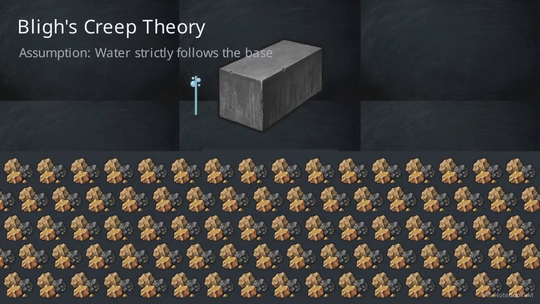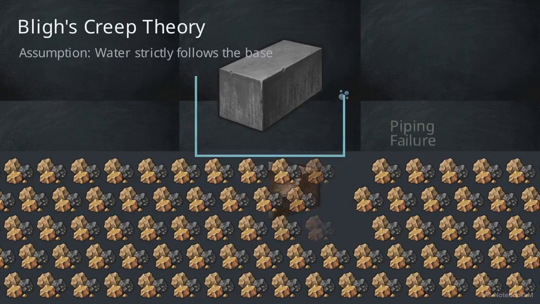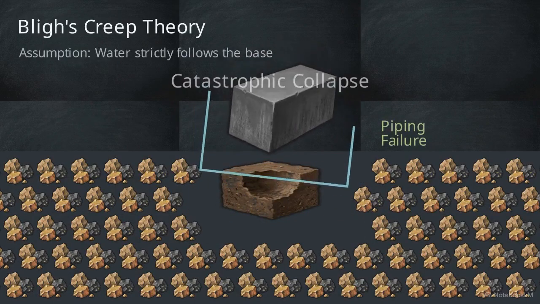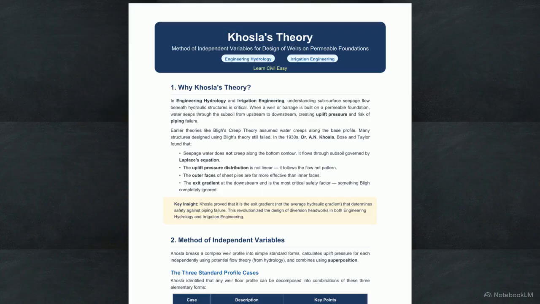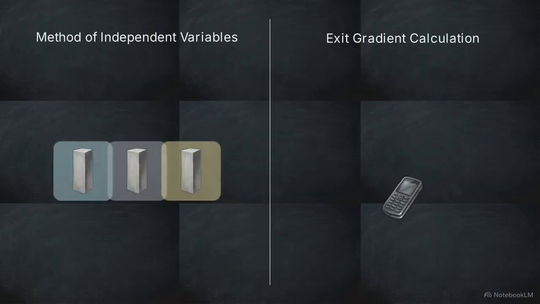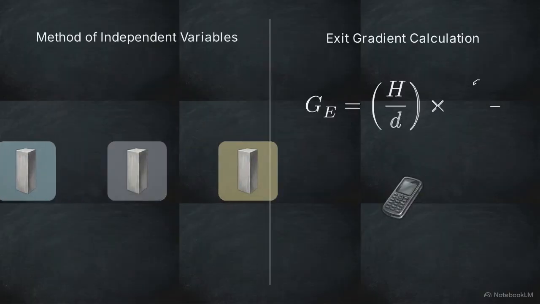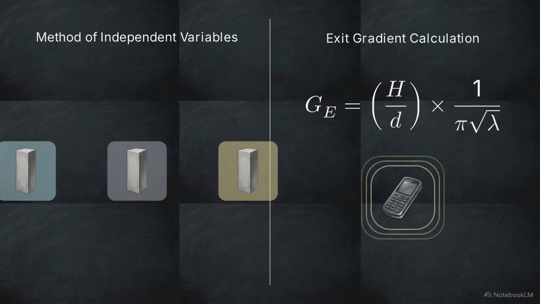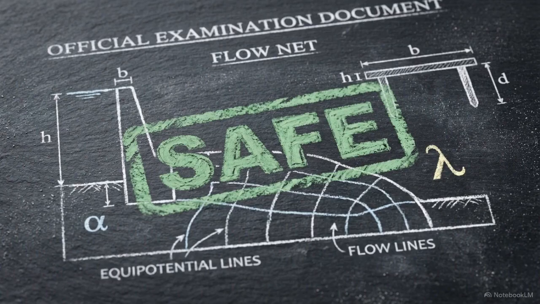Older models, like Bligh's creep theory, assumed water simply followed the structure's base profile. But structures designed using that logic still collapsed. In the 1930s, Dr. A.N. Khosla demonstrated that seepage is governed by Laplace's equation, proving that safety actually depends on a specific hydraulic threshold, the exit gradient. In the next 5 minutes, we will break down Khosla's method, calculate an actual exit gradient step by step, and perform the technical safety check required for your exams.